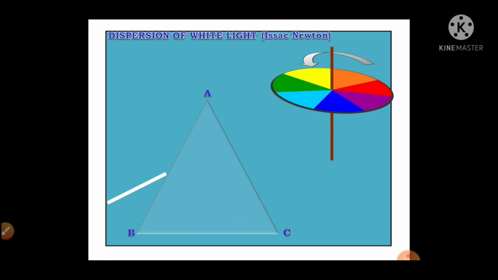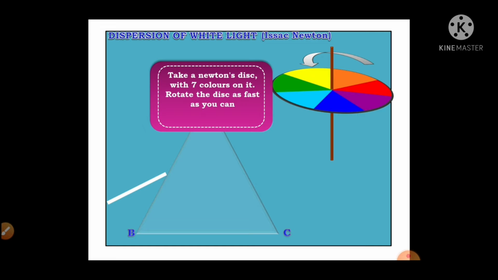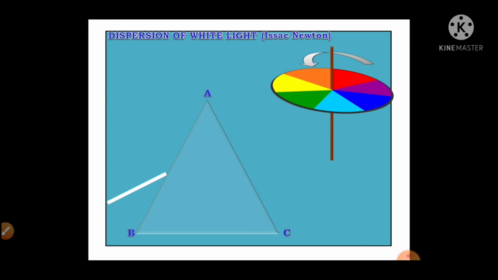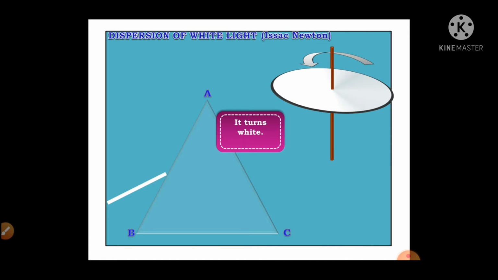You have done one activity also in the lower classes: if you take a cardboard and color it with the 7 different colors, which is called a Newton disc, and rotate the disc as fast as you can, then as it keeps on rotating, after some time you will see there is no color in it. It turns to white, but as soon as it comes to rest, you can again see the colors in it. So this proves that all the 7 colors are made from the white color. This is called the Newton disc.